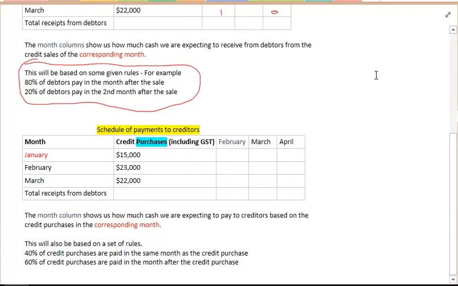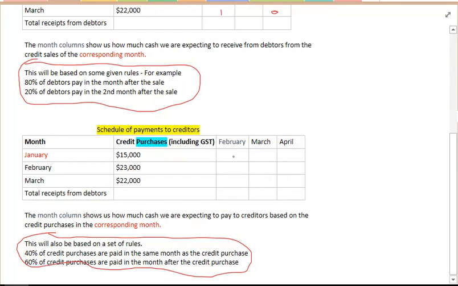Creditors, schedule of payments to creditors works exactly the same way, but we look at our credit purchases this time because we're dealing with our creditors. So in January, our purchases were $15,000, February 23, March 22. So in February, how much of our January credit purchases are we going to repay to the creditor? Again, we're going to have a set of rules. So 40% of credit purchases are paid in the same month as the credit purchase. 60% will be paid in the month after the credit purchase. So 40% same month, 60% month after.